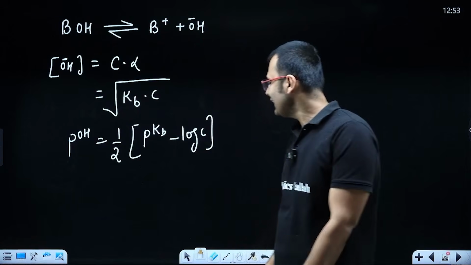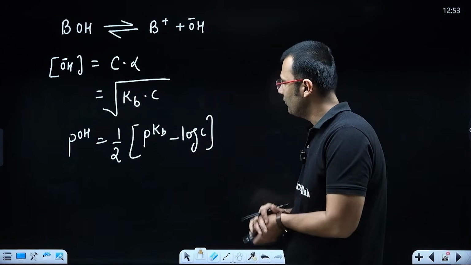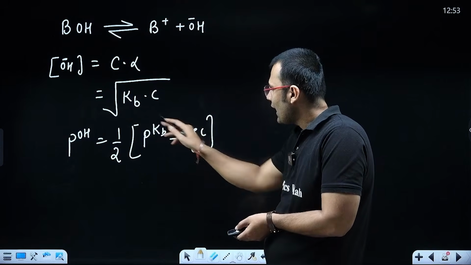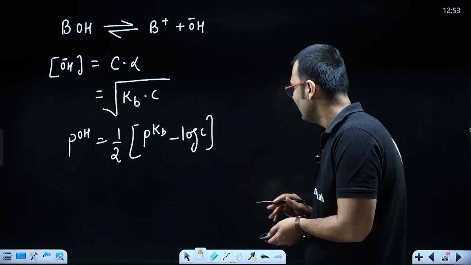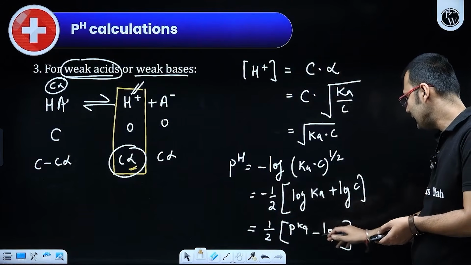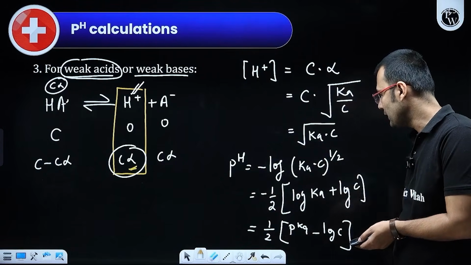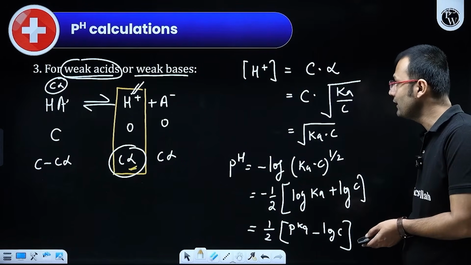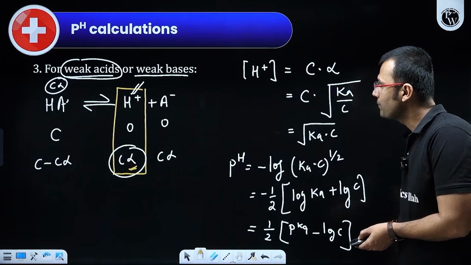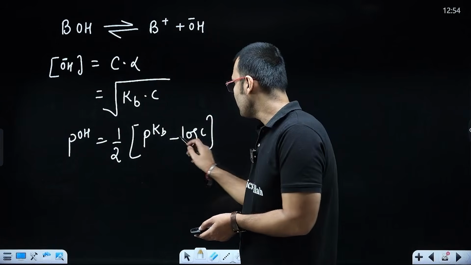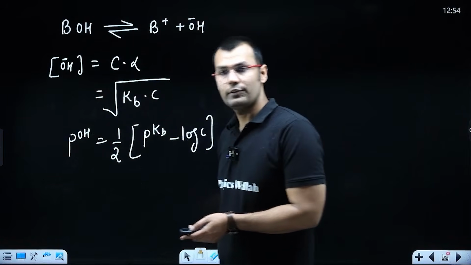So isn't it, the formulas are quite the same? In weak base, we are getting half pKb minus log C, right? In weak acid, we are getting half pKa minus log C. The only difference is that in case of weak acid, we are getting this as pH. pH is half pKa minus log C. And for weak base, the half pKb minus log C term is nothing but your pOH, right?